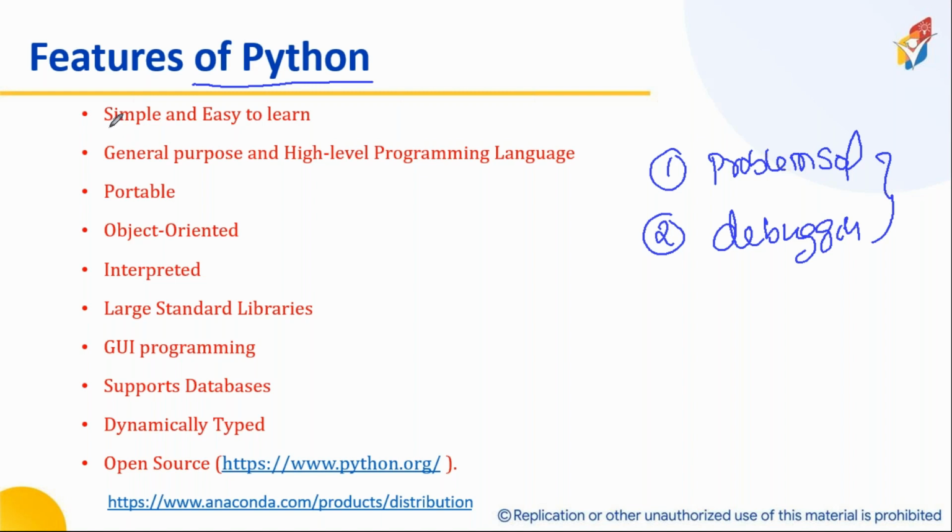First and foremost point is Python is very simple and easy to learn. Once again, I'm repeating, learning Python is very simple. If you compare with C and Java, C will take minimum 2 months, Java will take minimum 3 months to learn. But Python will take just 15 to 25 days to become a master. That's what I'm saying. It is a simple and easy language.